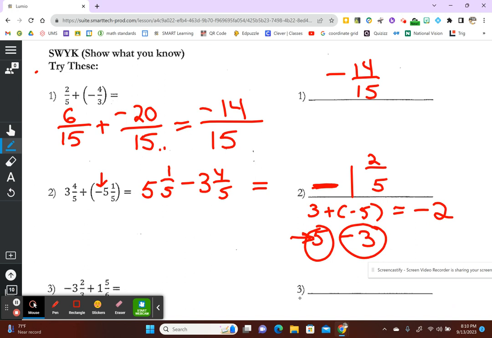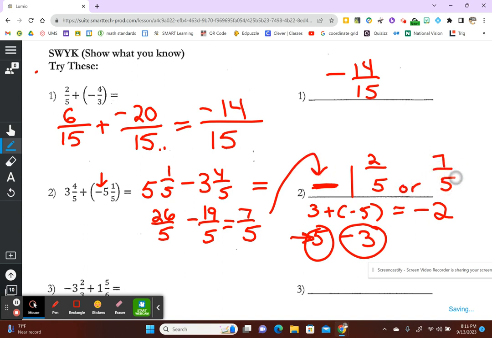Now I'm going to change these mixed numbers to improper fractions because I think it's going to make the problem easier. So this becomes 26 fifths. And I'm going to subtract 19 fifths. And I'm going to end up with 7 fifths. I know my answer is negative. And I also know that negative 7 fifths is the same as negative 1 2/5.